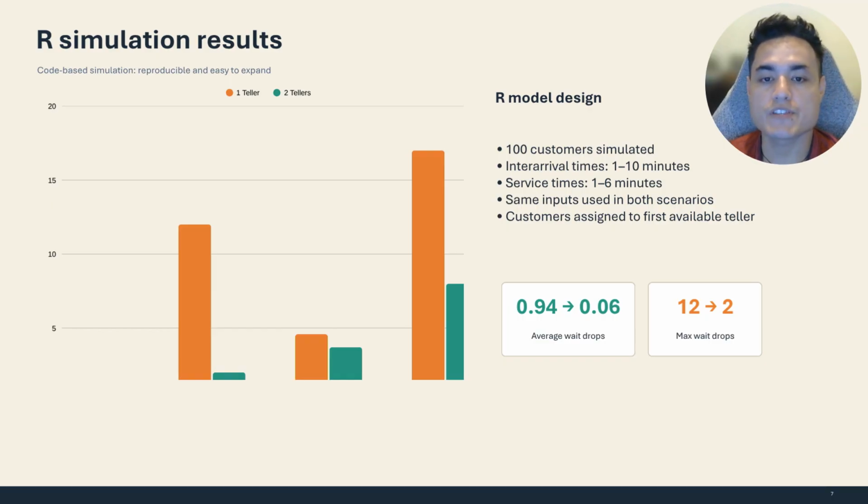The R results also showed improvement when moving from one barista to two baristas. Average waiting time decreased from 0.94 minutes to 0.06 minutes. Maximum waiting time decreased from 12 minutes to 2 minutes. Average system time also improved, decreasing from 4.58 minutes to 3.70 minutes. This means customers spent less time in the system when two baristas were available.